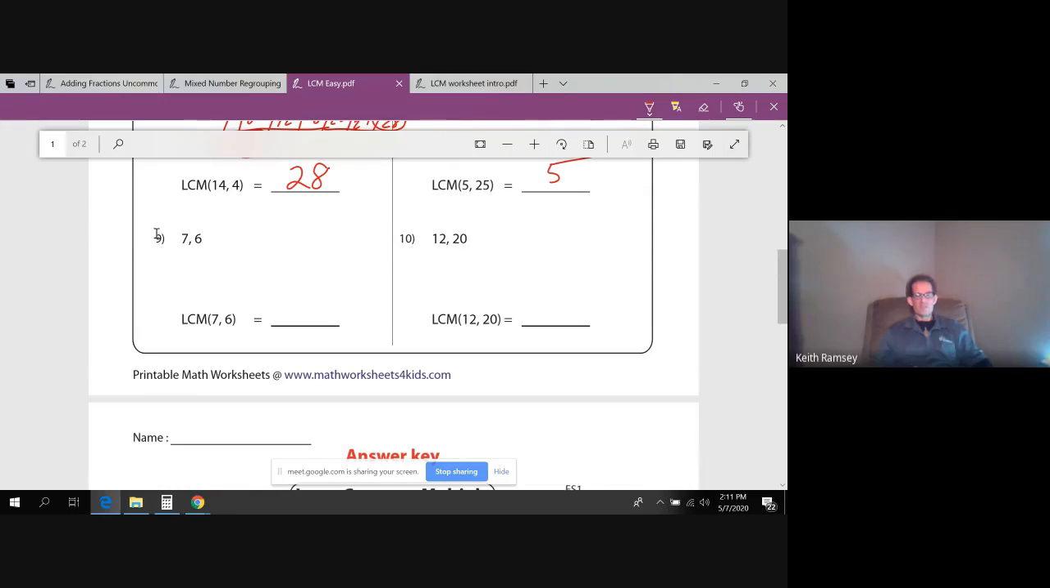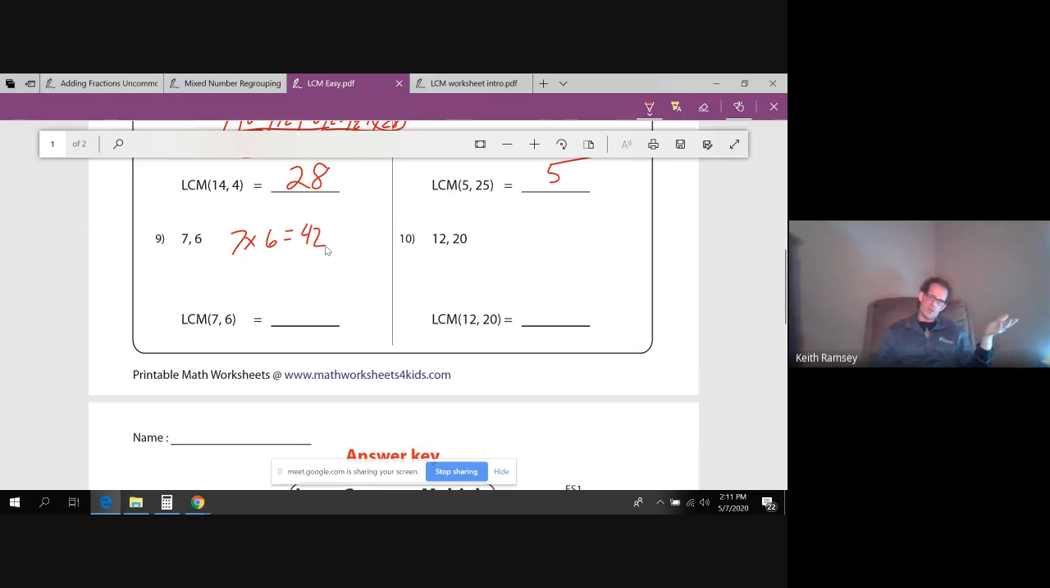For 7 and 6, here's a shortcut. If one number is prime and the other number is not a factor of that number, like 7 is a prime number and 6 is not a factor of 7, 6 doesn't fit into 7, then the shortcut is just to multiply these two. Just 7 times 6 is 42.